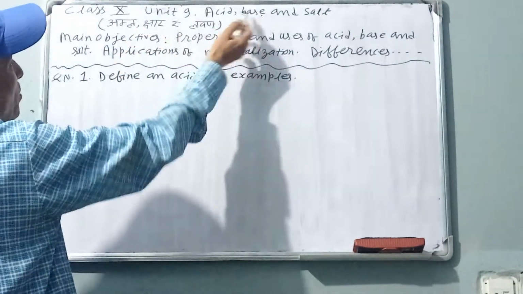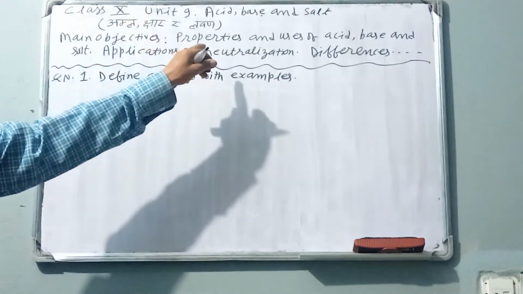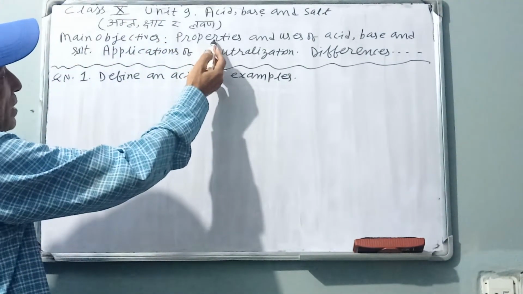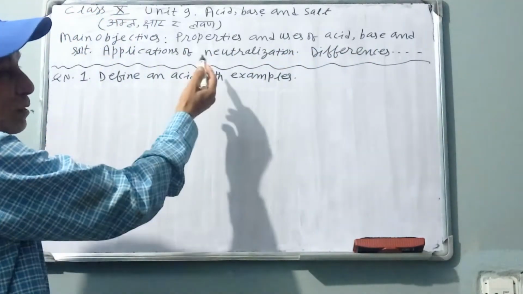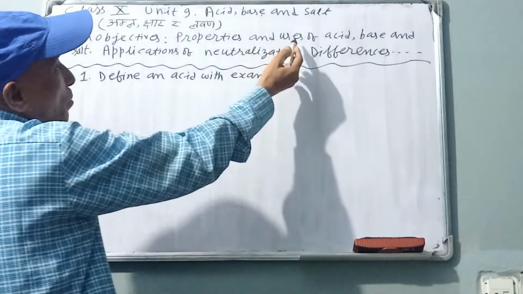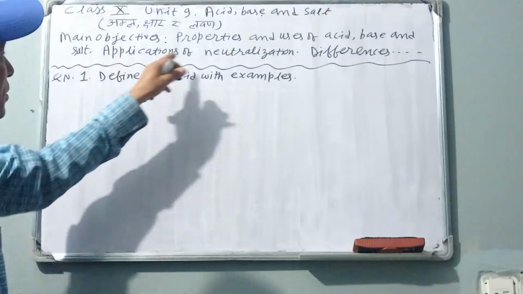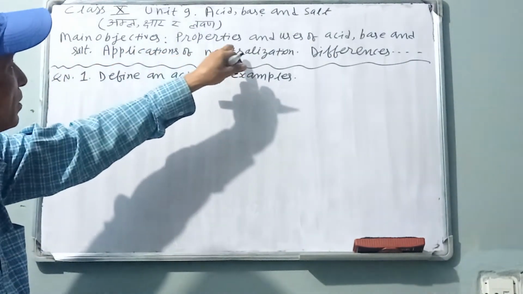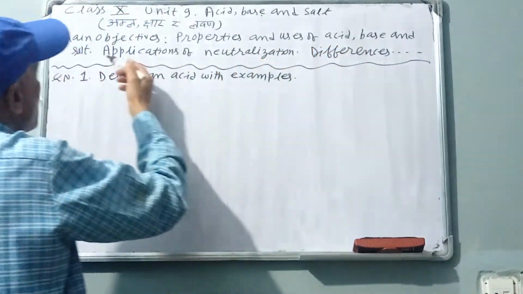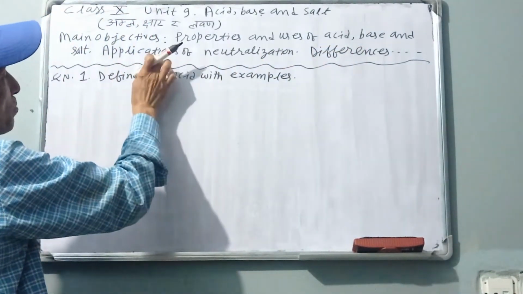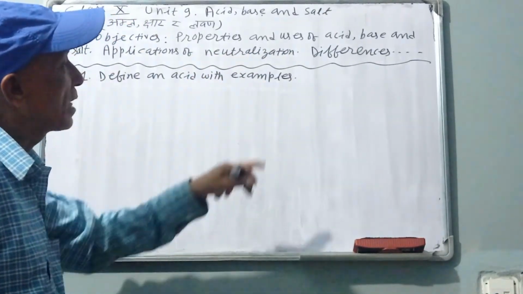In Nepali, acid is amla, base is char, salt is lavan. The main objectives of this lesson are as follows: properties and uses of acid, base and salt. What are the properties? Common and different. What are the uses? Applications of salt, and preparation also: preparation of acid, base and salt. Applications means practical applications of neutralization reaction, meaning acid-base reaction.